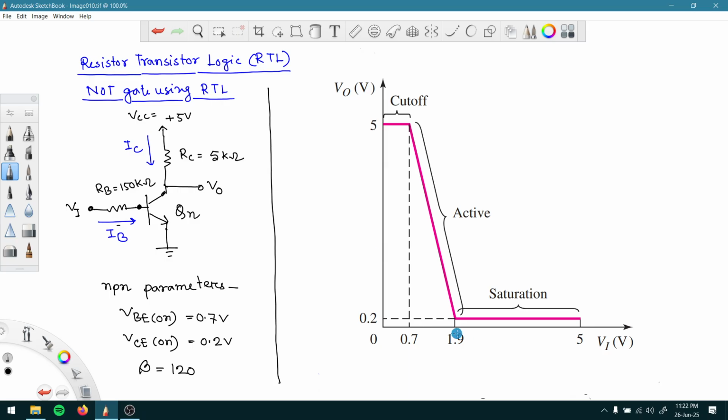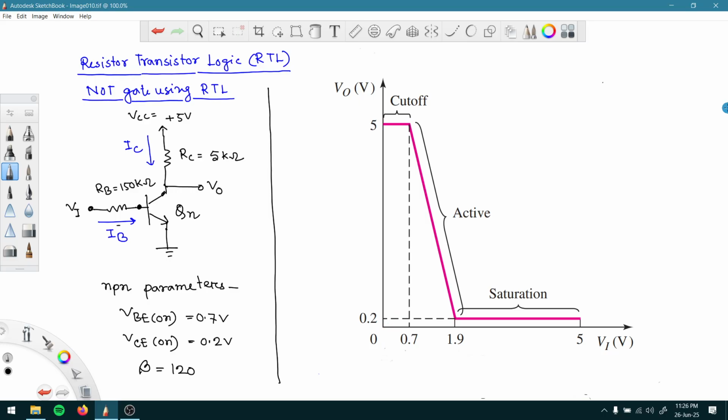And similarly, starting from 1.9 volt up to 5 volt, if we give this amount of voltage at the input, what is happening? Because of that, we are getting a very low output at V0, right? So this can be considered as logic high at the input, and because of that, we are getting the inverse of logic 0, which is 0.2 volt, right? So in this way, this is working as a NOT gate.